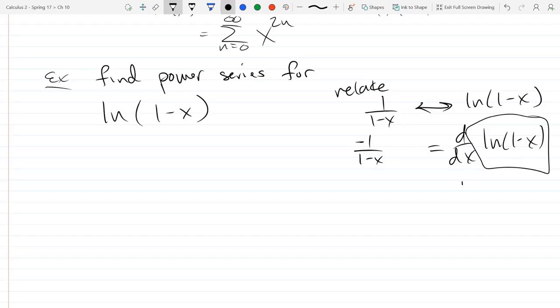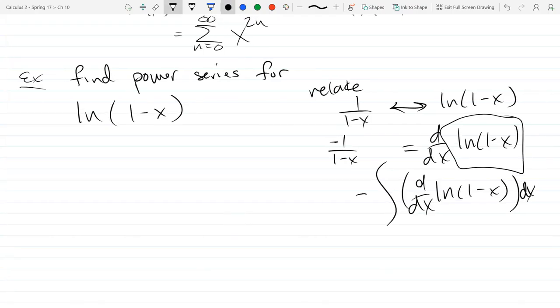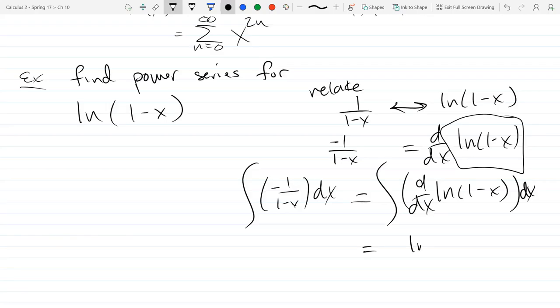The other way they're related: I could take the integral dx of both sides. As long as I treat both sides the same, they're still equal. If two functions are equal, their antiderivatives better be equal. And on the right side, the derivative and antiderivative cancel out.